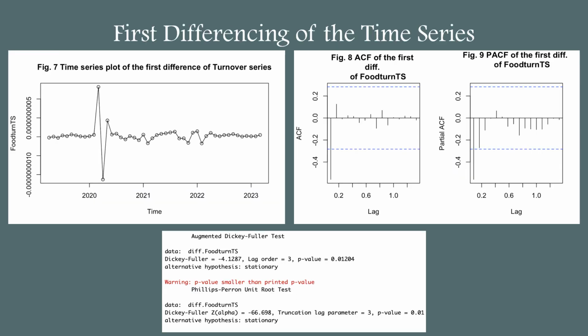Here we perform the first differencing of the Box-Cox transformed series, and we can see in figure 7 that the series is stationary. The ACF plot further confirms this as there is no more decaying pattern and it shows the first lag as a significant lag. And the PACF plot also shows the first lag as a significant lag. The ADF and PP tests now confirm that the differenced series is stationary.